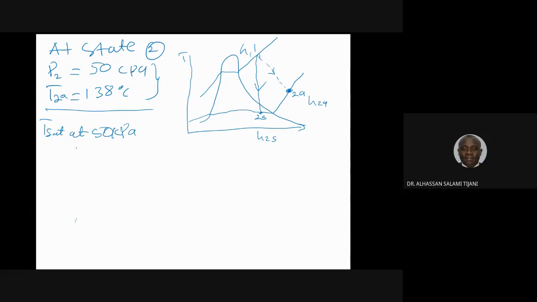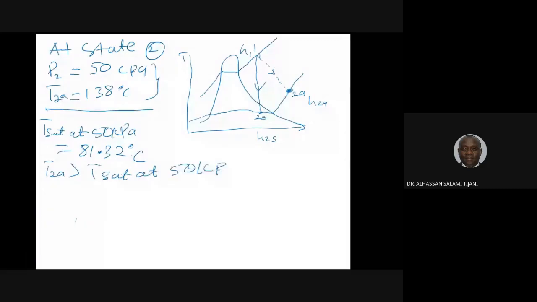This gives me 81.32 degrees Celsius. So it means that T2A is greater than T saturation at 50 kilopascal. So state 2A, according to our diagram, is correct. This is superheated. So this implies superheated fluid. Then we go to the superheated table.